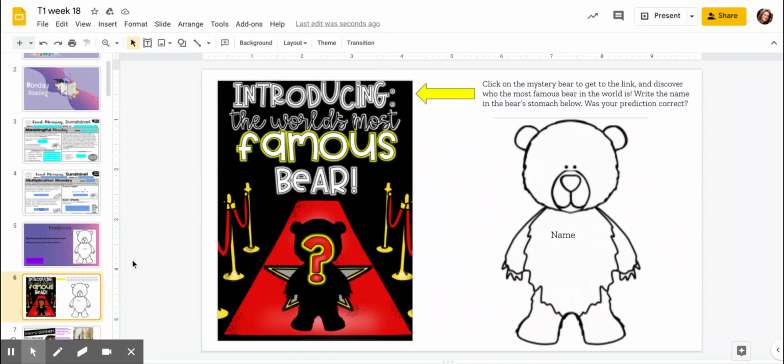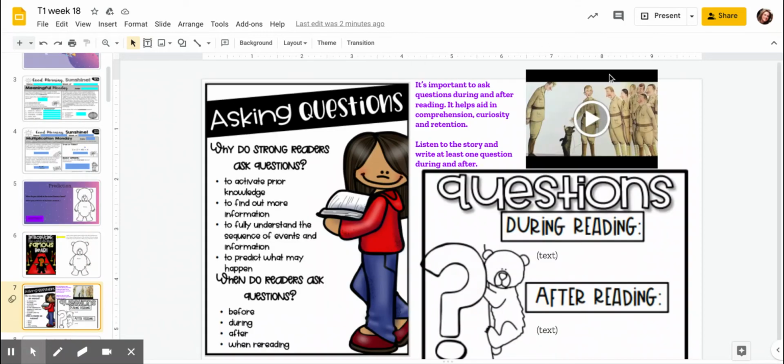Then you're going to go to the next slide and click on this red carpet and the YouTube link connected to it. That is going to bring you to a short clip introducing you to the most famous bear in the world. After you've watched that short clip, you're going to write down the name of the famous bear and tell me whether your prediction was correct. So you can say, yes, my prediction was correct, or no, my prediction was incorrect. It doesn't matter either way because a prediction is just a prediction. It's just what you thought. Just something fun.